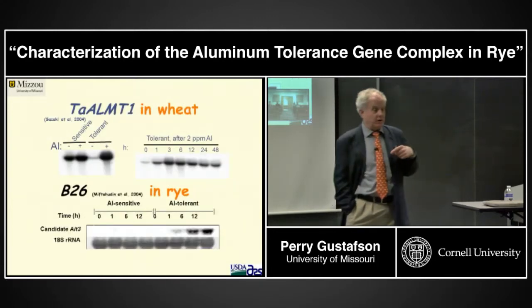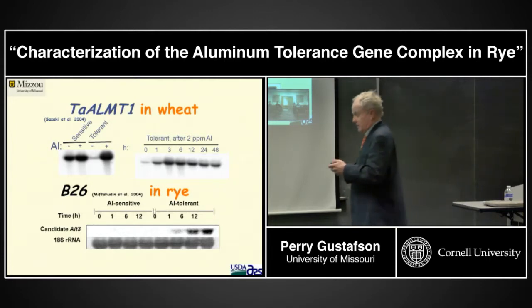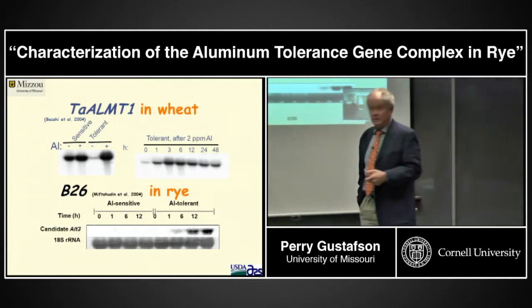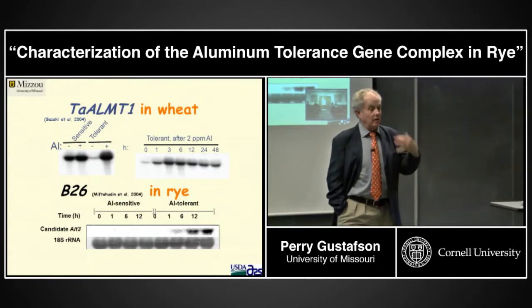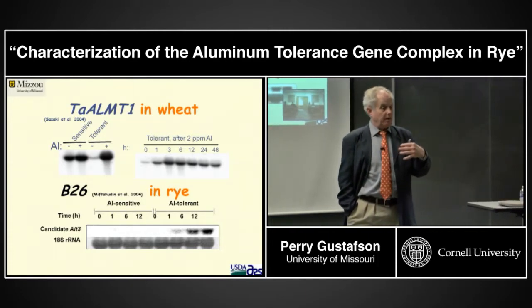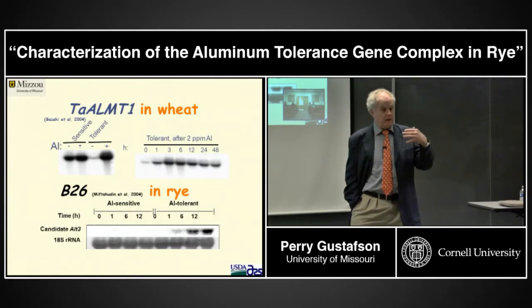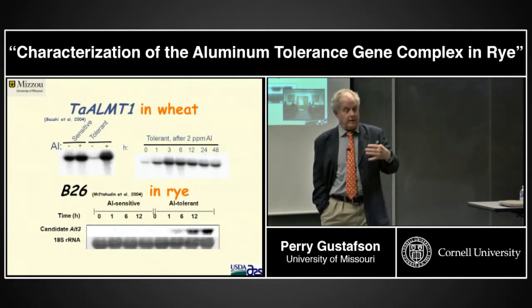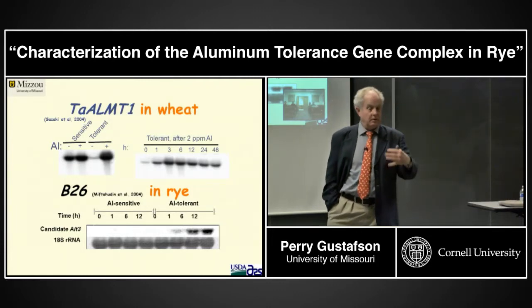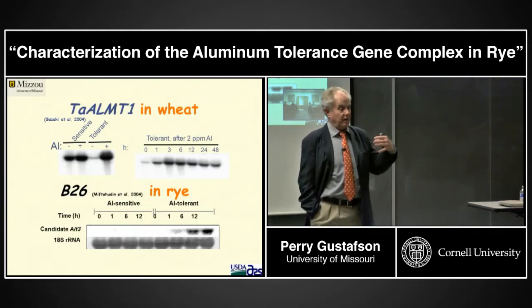So now I'm going to change and look at the B26, the transcription factor, and see what we have. As we said, it's induced. We don't know if it works with aluminum. And I'll explain how Leon's going to solve that problem for us. Because all we know is that it's a transcription factor. It's induced in root tips and in root tips of tolerant varieties when they're under stress.